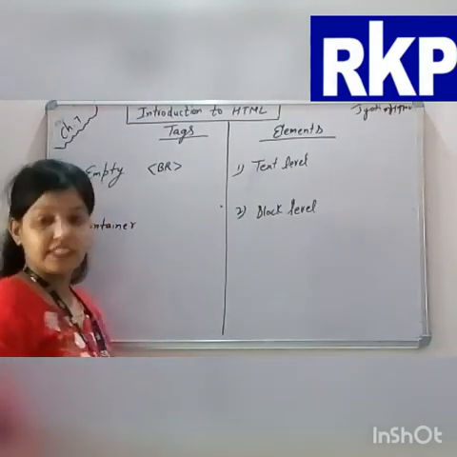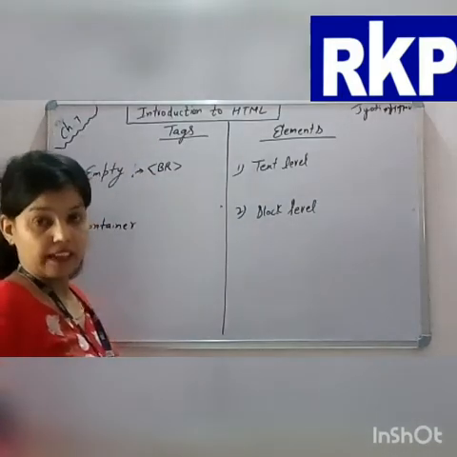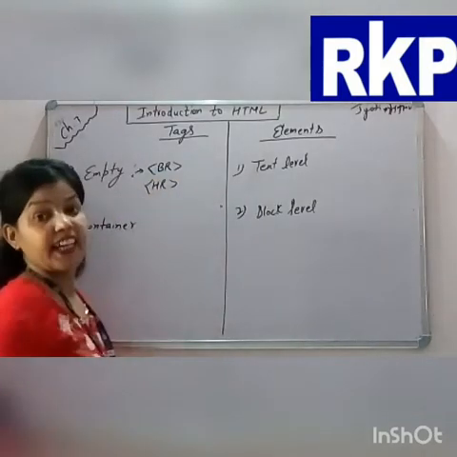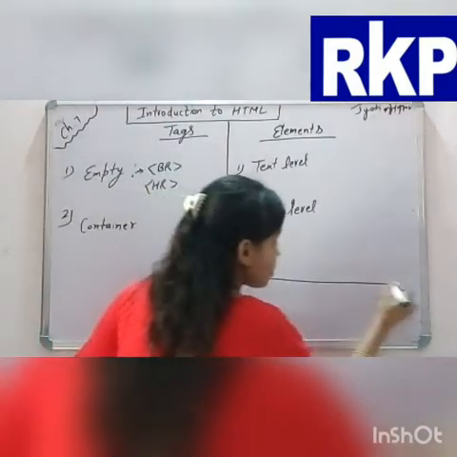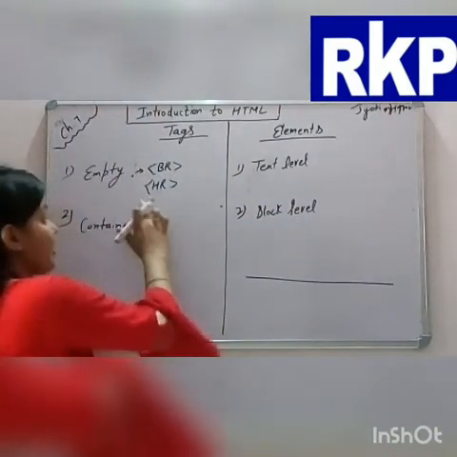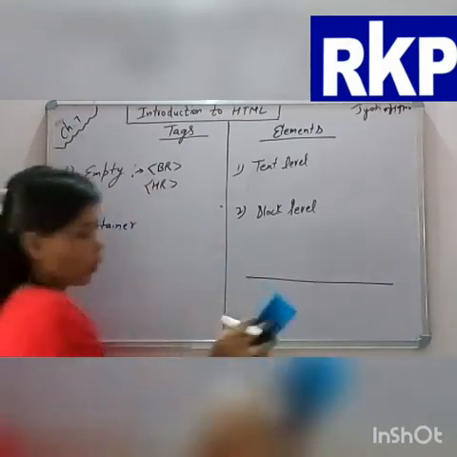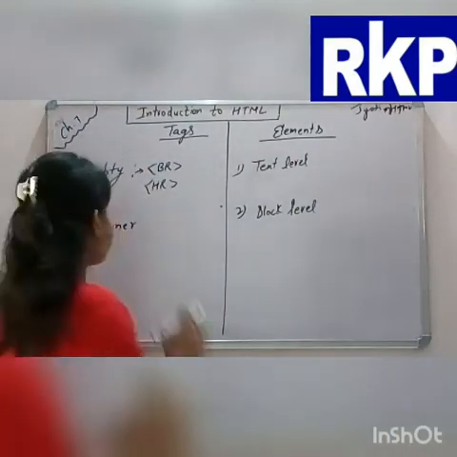Now come to container tag. So an example of empty is break, BR. One more example is the HR tag, horizontal rule. If you want to put a horizontal line in your web page, then the HR tag is here. It is just an empty tag, no need to close it, just open it. So these are empty tags.